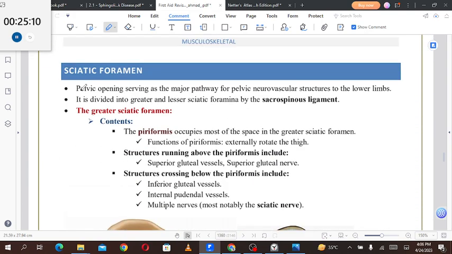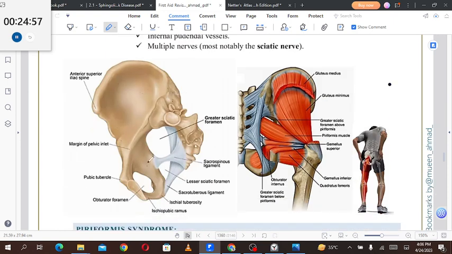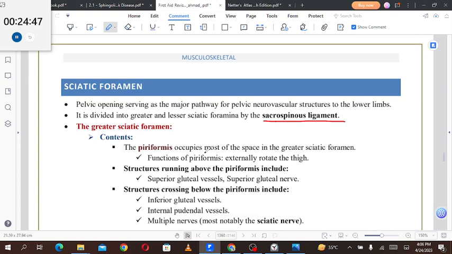Sciatic foramen. The pelvic opening, serving as a major pathway for the pelvic neurovascular structures to the lower limbs, is divided into greater and lesser sciatic foramina by the sacrospinous ligament. Okay, the sacrospinous ligament is the one that is moving from the sacrum to the ischial spine. This is the sacrospinous ligament. So here you can see that there was a big foramen that is being divided by the sacrospinous ligament into the greater sciatic foramen and the lesser sciatic foramen.